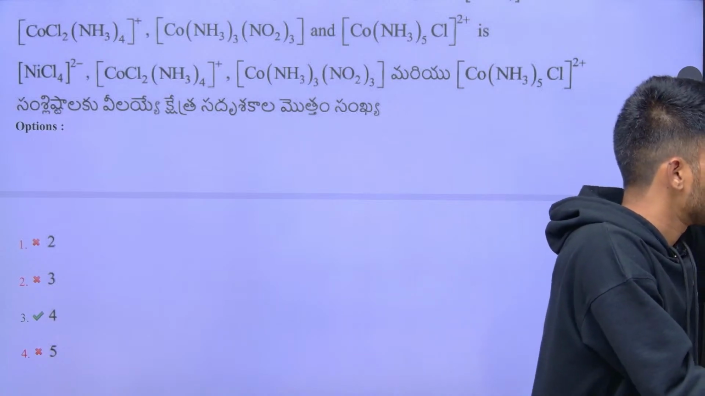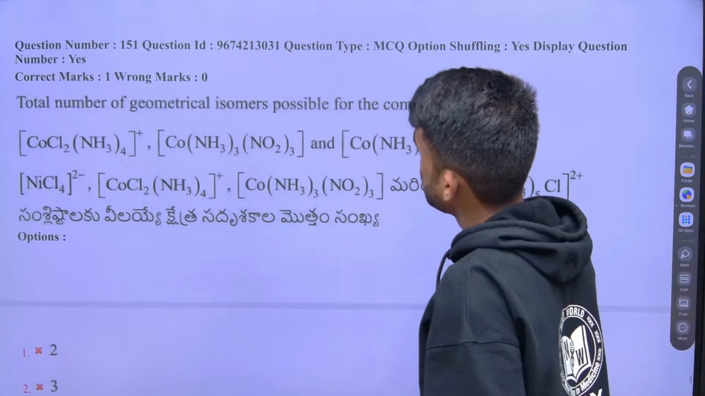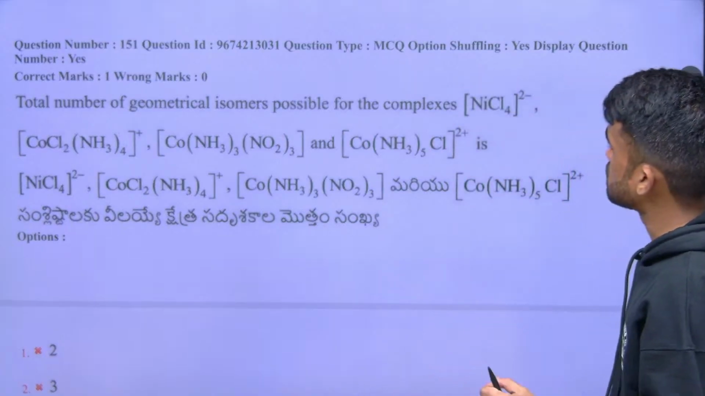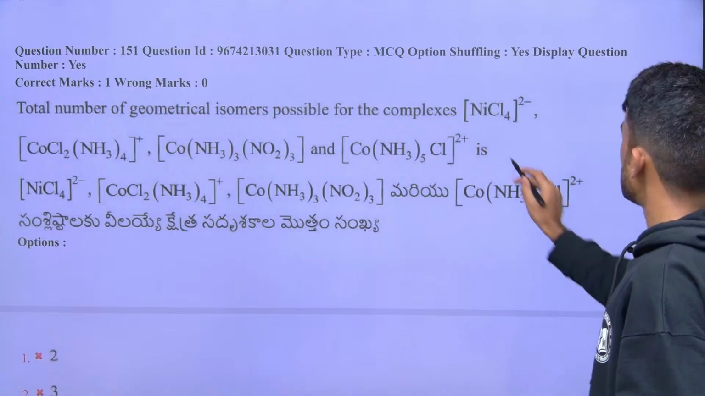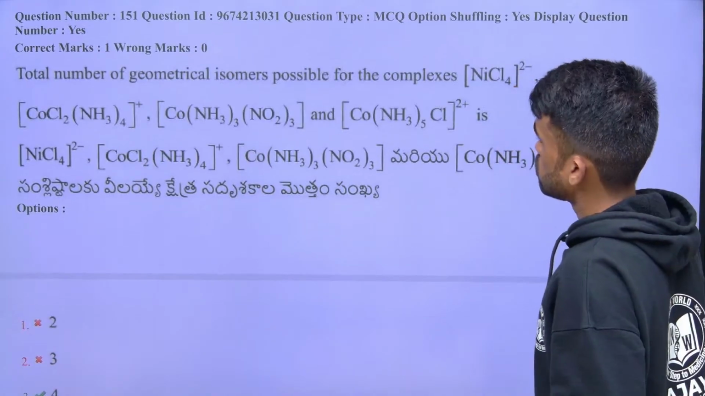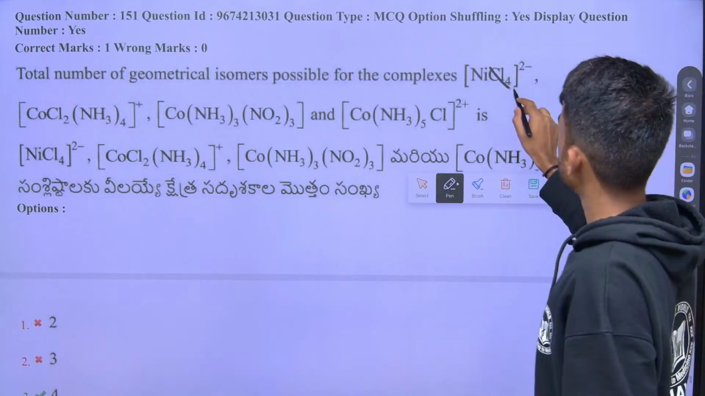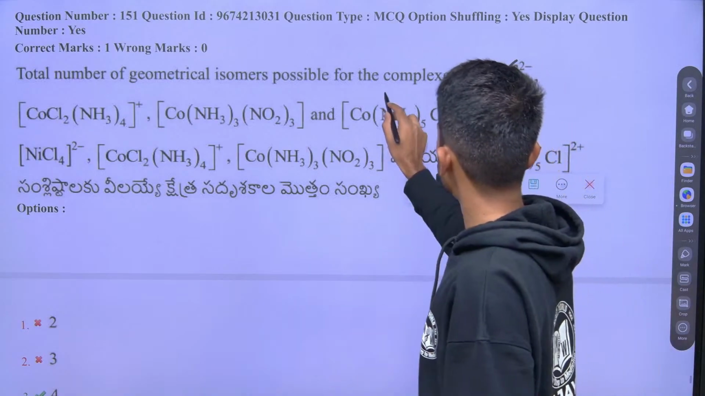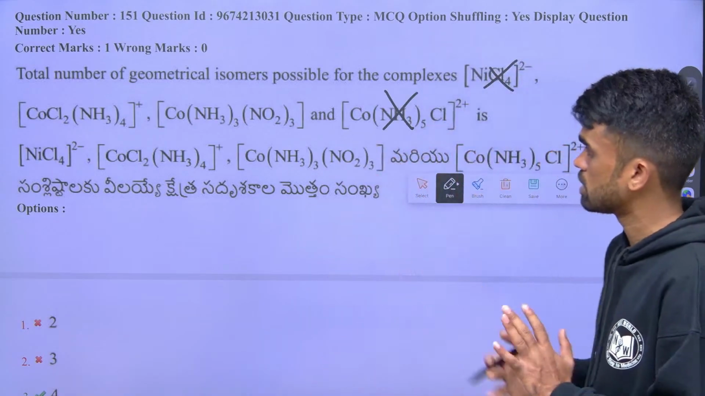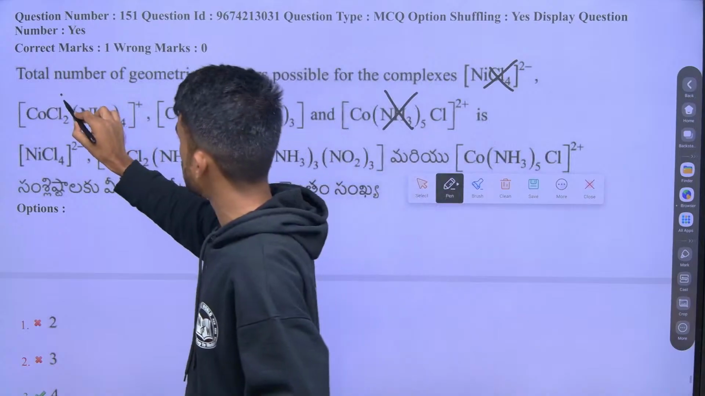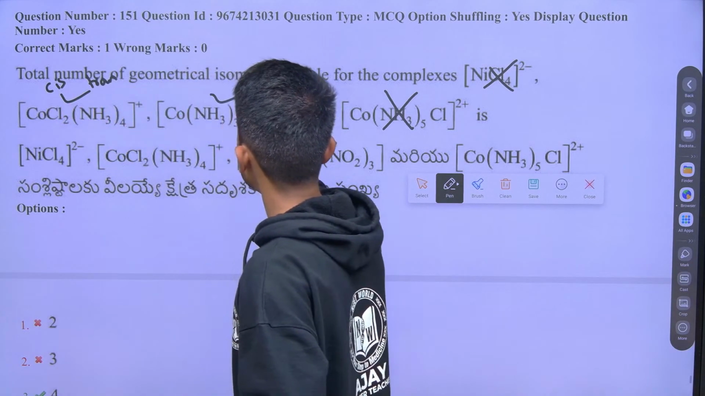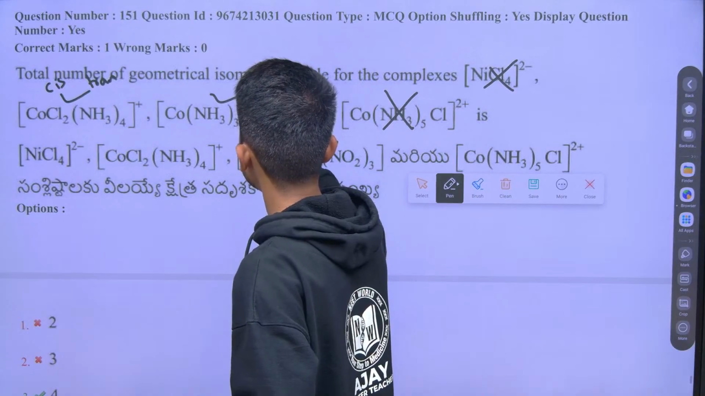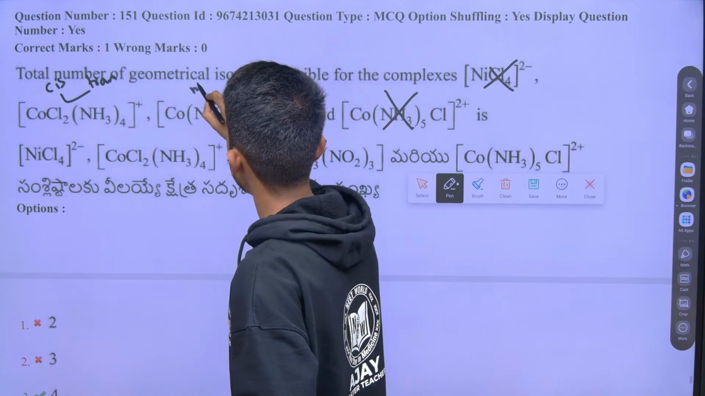Okay, wait. What is the question? Total number of geometrical isomers possible for the complex. Let me do this once again. So this will not show, this is also won't show. That is clear for us. Now this will show one cis and another trans. This will also show, one facial, I told you, and another meridional, I told you.